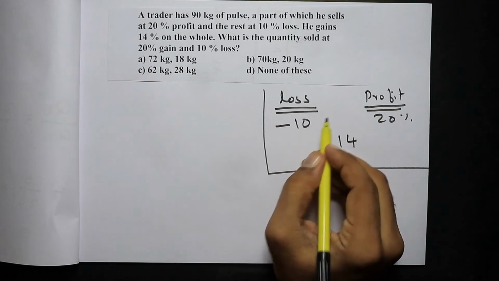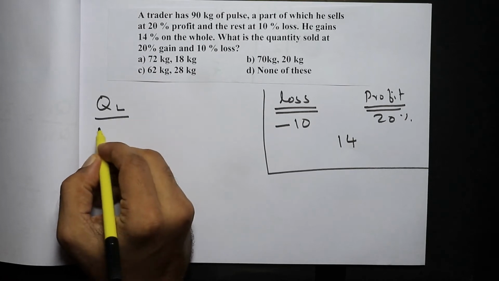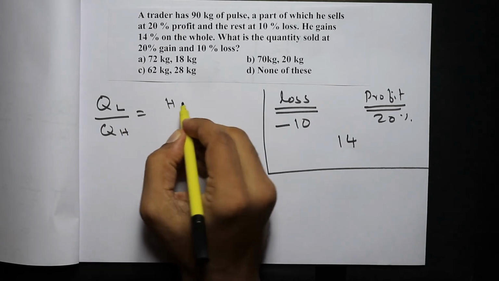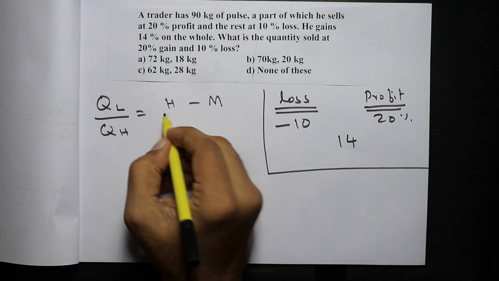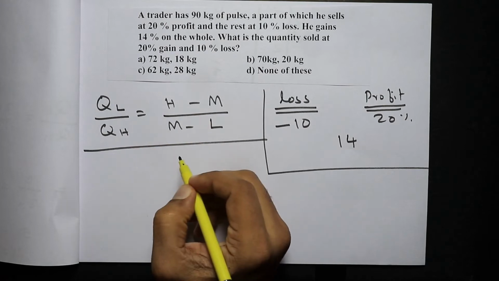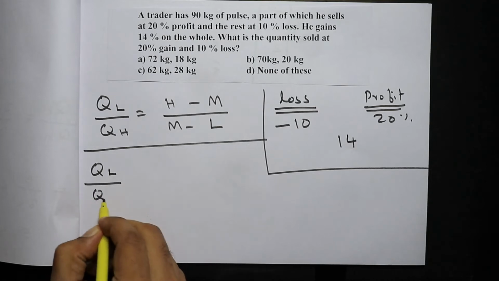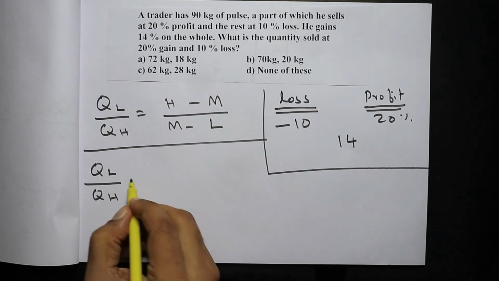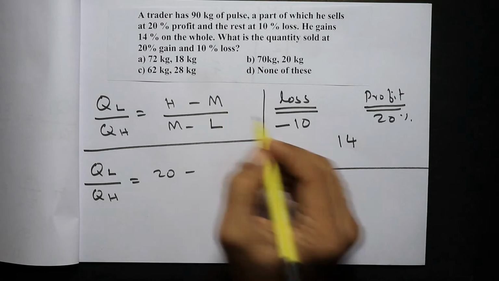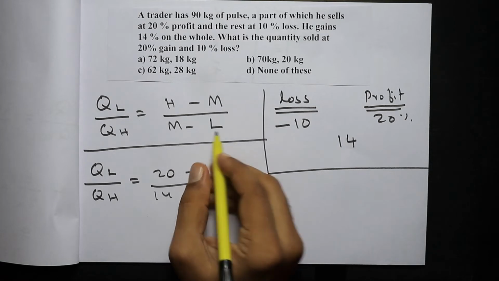That can be done using the mixtures and alligations formula. That is quantity at lower profit to quantity to be sold at higher profit. This ratio is given as higher profit minus mean profit, that is 14, divided by mean profit minus lower profit. So just substitute into this equation, you will get the answer. So quantity to be invested at lower profit to quantity to be invested at higher profit. This ratio is given as higher profit is plus 20 minus mean profit is 14% divided by mean value 14 minus lower value is negative 10.